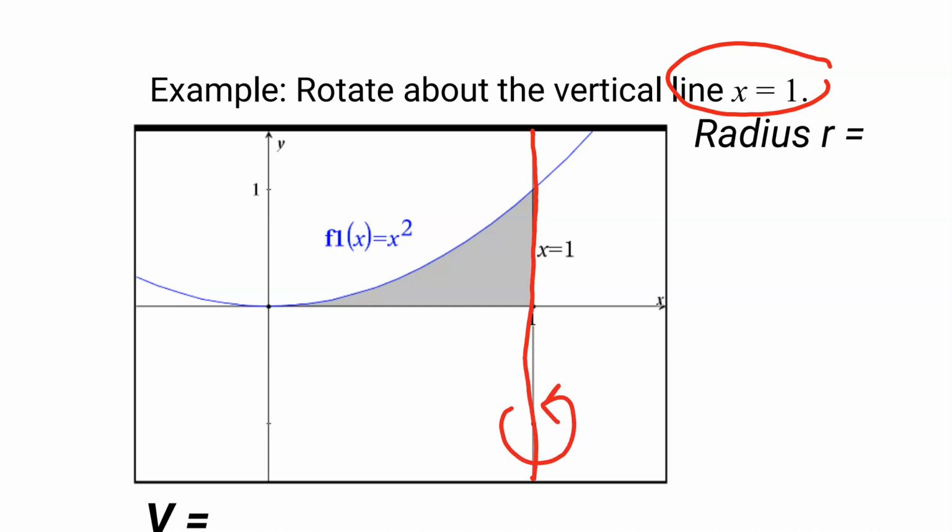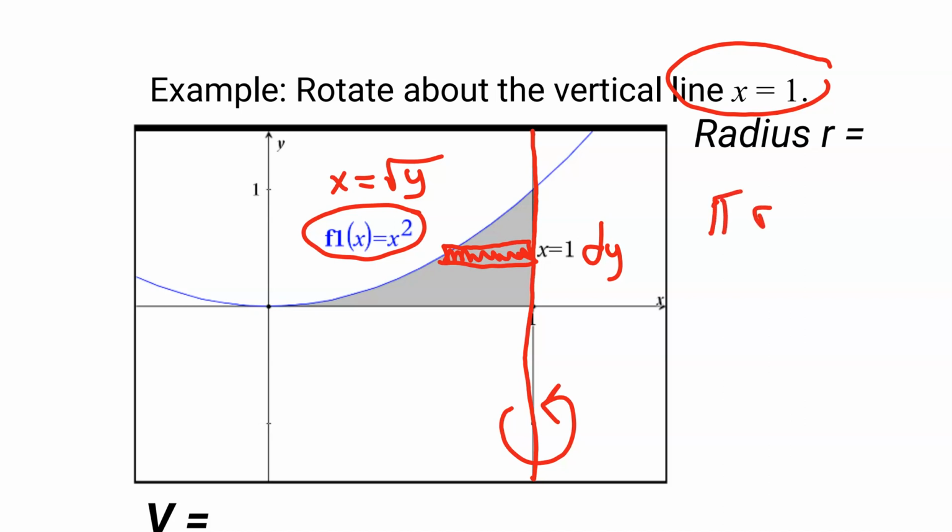And the key to remember on these is that our cut always will be perpendicular to the axis of rotation. Now this tells me this is a dy. So I need to solve this equation for x. So x would equal the square root of y. And now, again, remember the area of that circle, it's pi r squared.